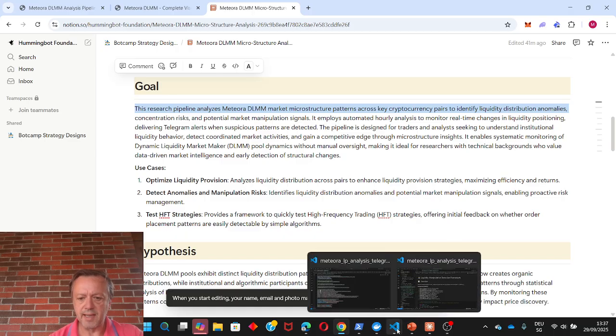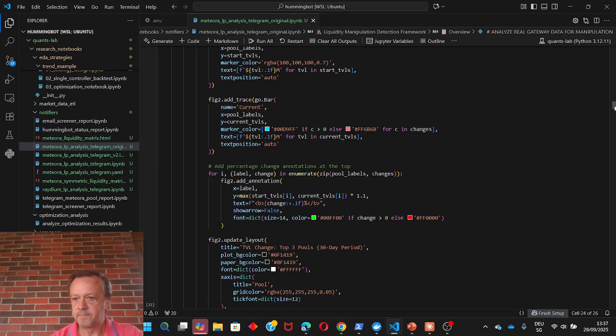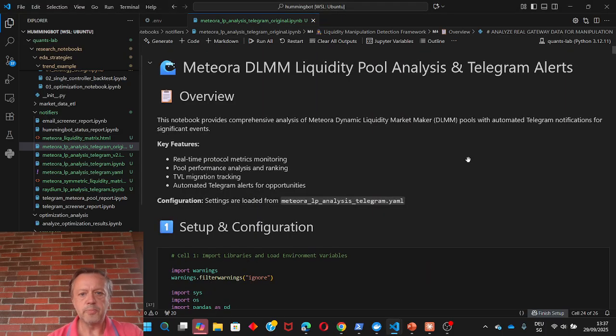But let's jump in and dive deeper into our notebook. The notebook is structured, as said, in different parts. There are different cells and different snippets. The first part gives you an overview of the Meteora dynamic liquidity market making pools.